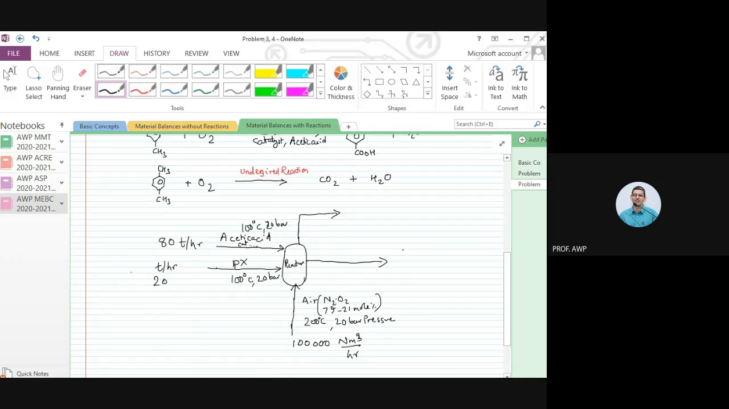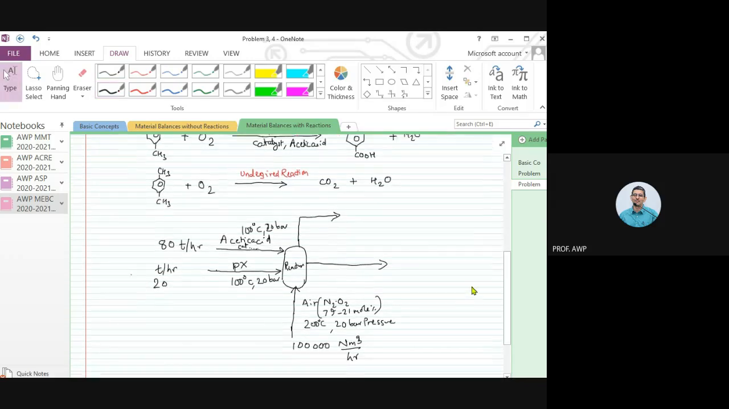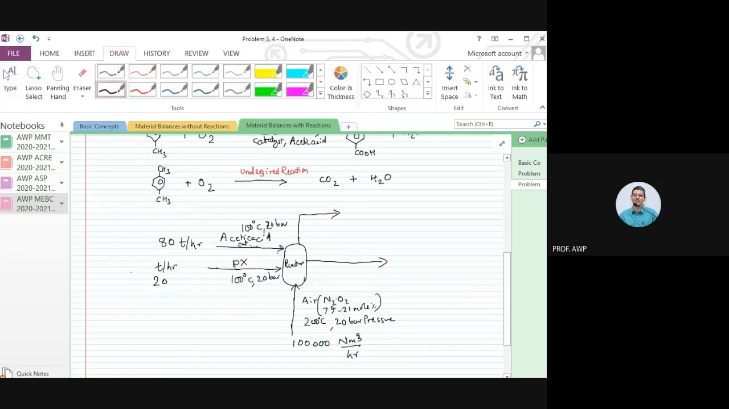Okay, so what will go out? Acetic acid is in the liquid form, paraxylene is in the liquid form, air is in the gas form. Liquid products go out and gaseous products go out. What do you think will be there in this particular stream, the liquid stream?